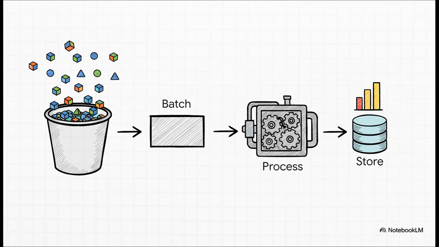Let's break down batch processing first. It's very methodical, very deliberate. You wait for some kind of trigger, like, say, the end of the business day. Then you bundle up all the data from that day, process it in one massive job, and store the final result. This is the classic world of big data systems, and it's absolutely perfect for things like a daily sales report.